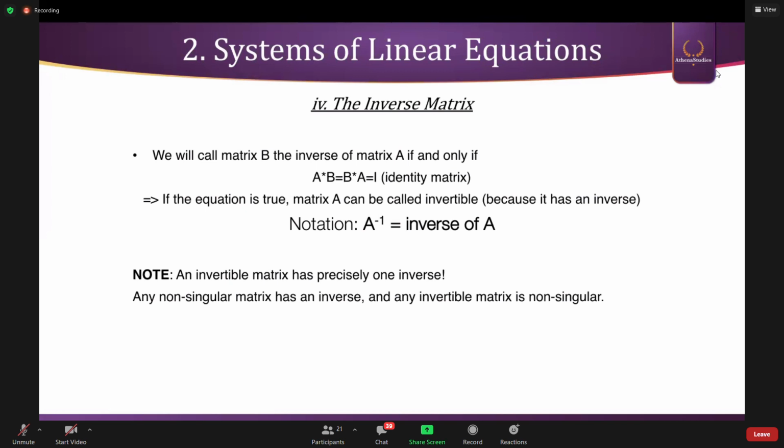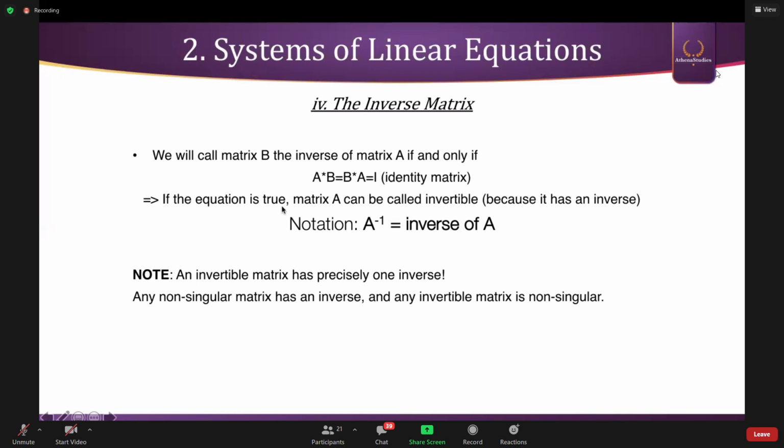Now that we've talked a little about this notation of singular, non-singular, homogeneous systems and so on, we can actually get into the discussion of the inverse of the matrix. So we will call a matrix B the inverse of matrix A if and only if B and A satisfy these equations at the same time. A multiplied by B is equal to B multiplied by A, and in total, they give me the identity matrix. So the multiplication between the two is equal to the matrix which has a diagonal of ones.